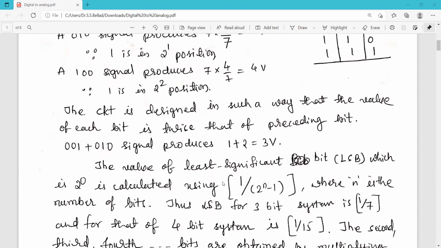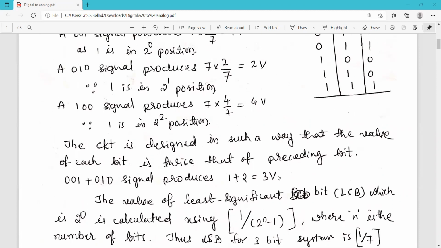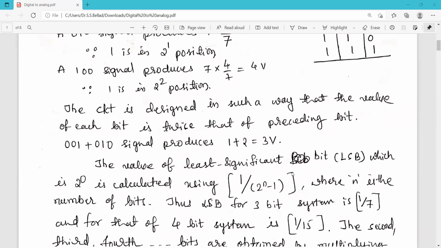Then how are the intermediate voltage levels produced? To produce the intermediate voltage levels, for example 3 volt, you have to combine two primary digital signals. Like you will have to use this 001 and 010 digital signals, and these are combined to produce a voltage of 3 volt. So the intermediate voltage levels are produced by combining the digital signals.